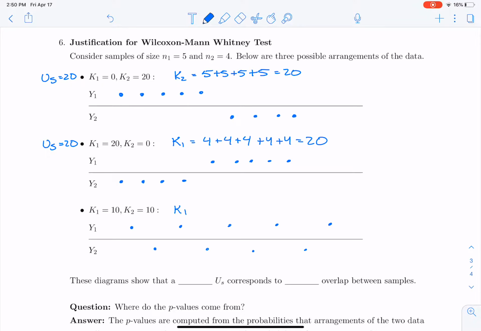So for K1, I would say, how many samples are below this one? Well, 0. And how many samples are below this one? Oh, 1. How many below that one? 2. How many below that one? That's 3. And how many samples are below this one right here? That would be 4. And so that would give me a K1 that was 10.